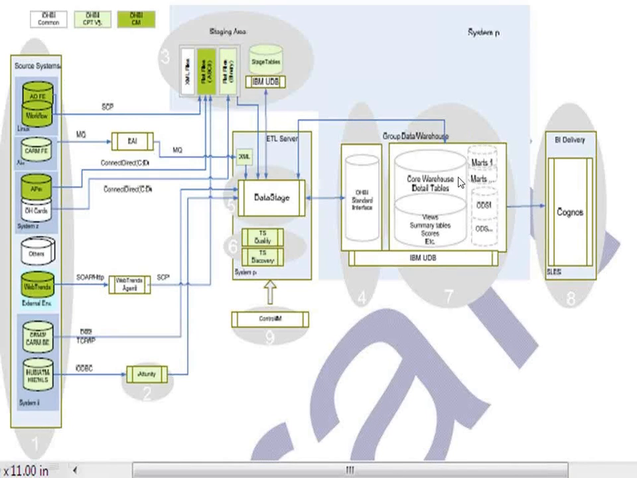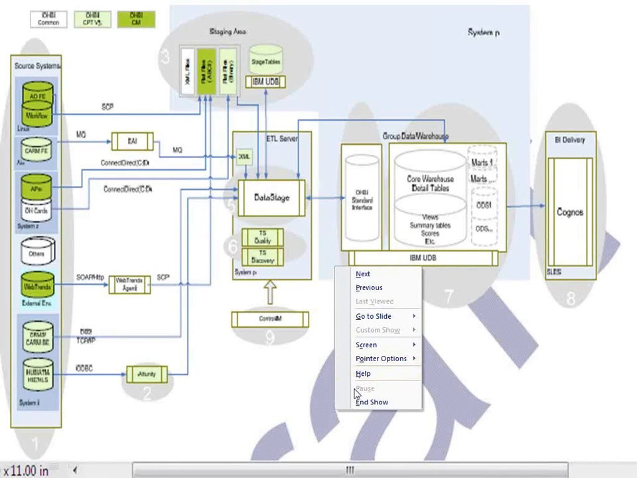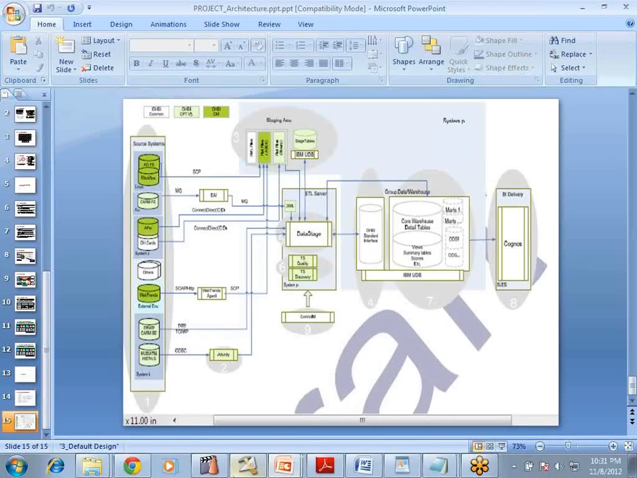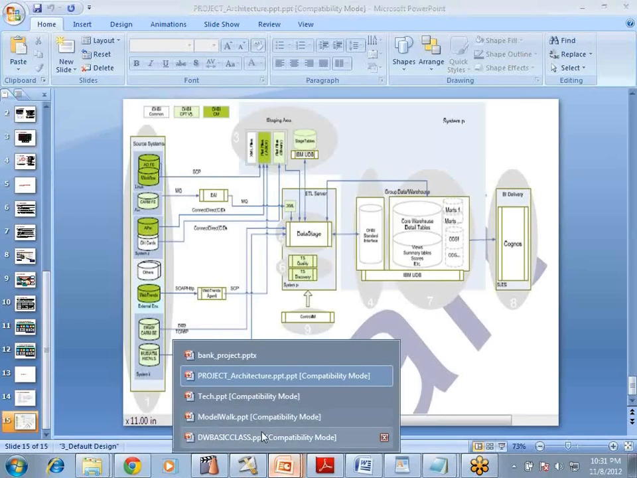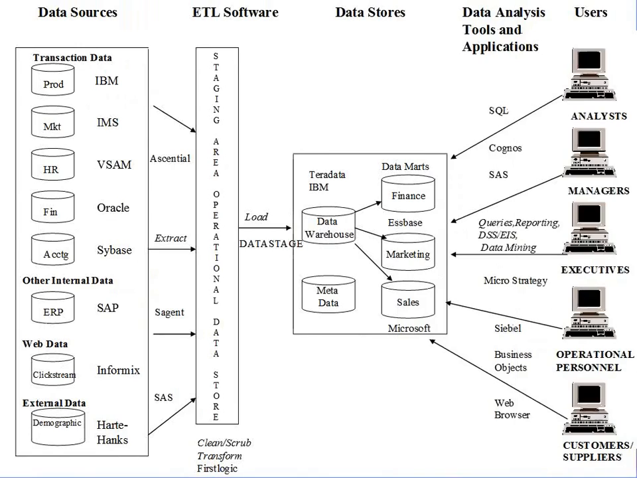In the project, let me open it again in the normal basics. Once we load the data into the data warehouse system from source to ETL to warehouse, we generate different reports for analysts, for managers, for executives, for operational staff, and for customers, suppliers, or end users. They generate different kinds of reports using different reporting tools. That is about the data warehousing architecture. Any questions on this?